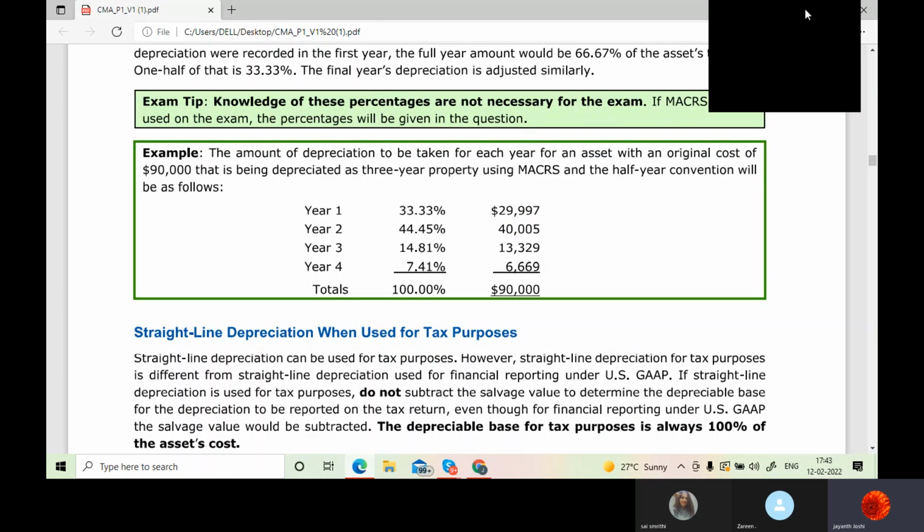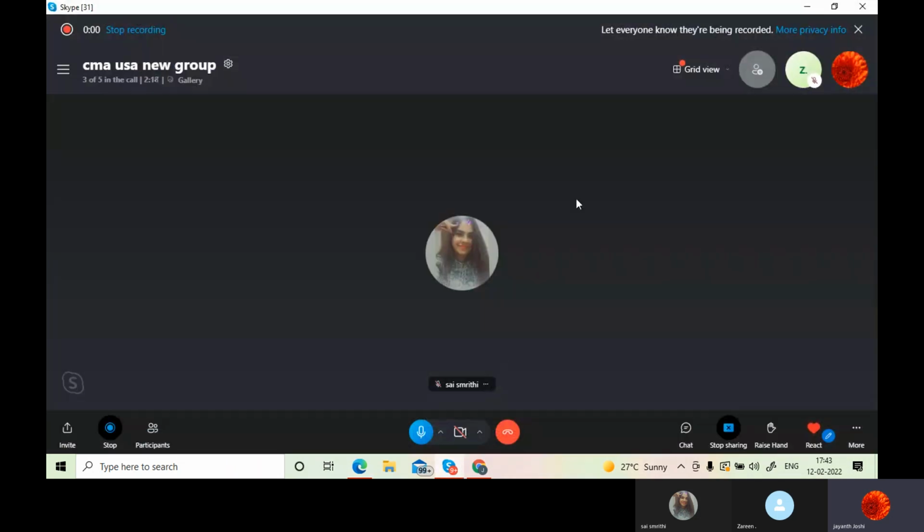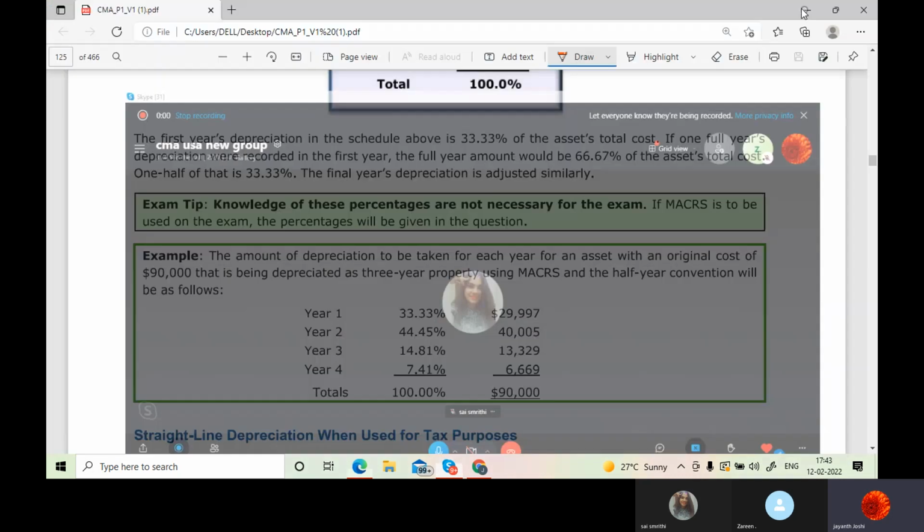So if in MACRS, let me explain this small example and wind up. Let the recording start, 2 minutes.